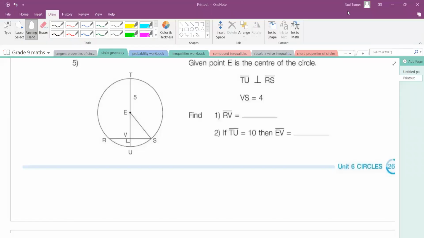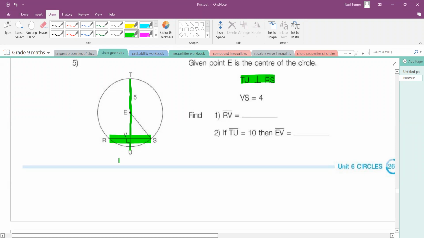So in question 5, we have point E being the center of a circle. TU is perpendicular to RS. So TU is the diameter, RS is this length here, which makes sense, it's perpendicular. VS is given as 4. So this length here is 4, isn't it? Okay, that's 4. And because your line is being bisected, this length here is also 4. So RV is 4 because it's the same as VS.